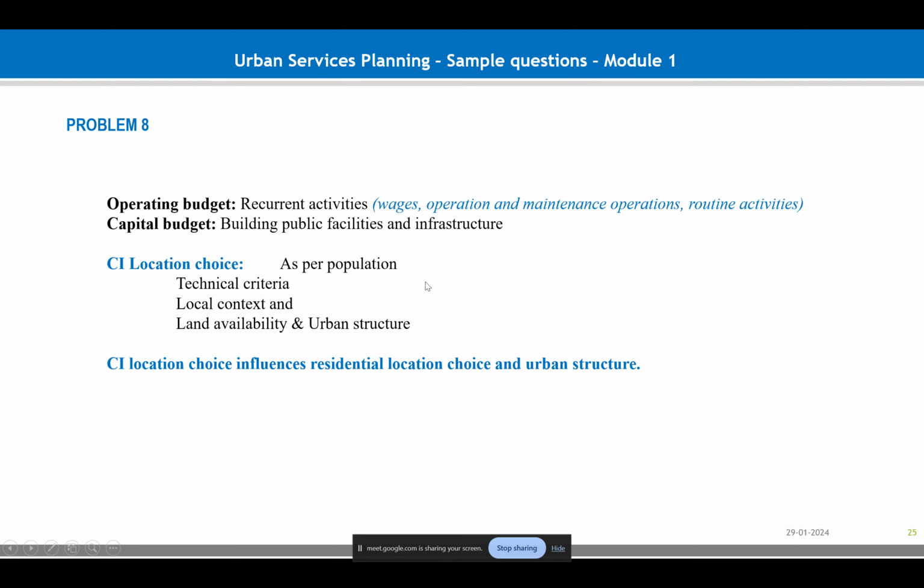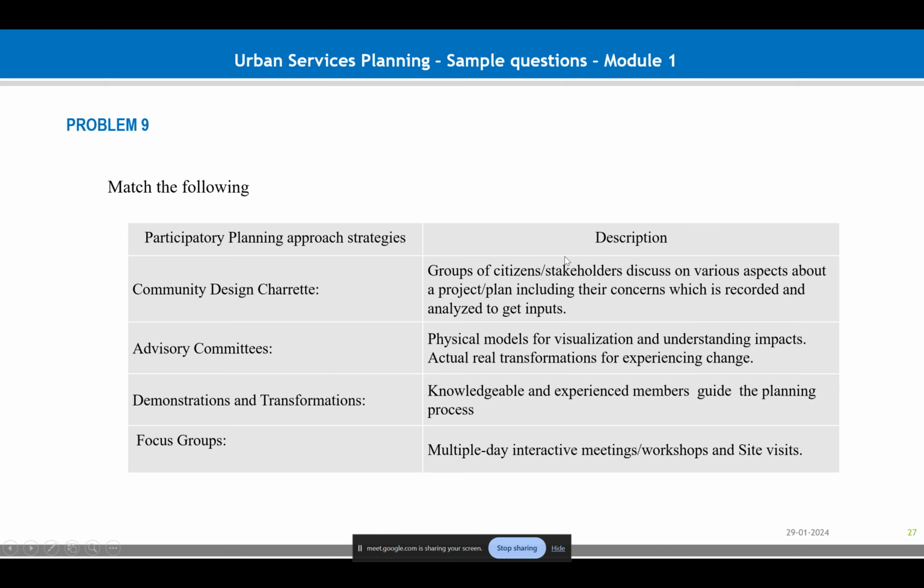Right. So any doubts in this question? No. Let's go to the next question. Match the following participatory planning approaches and their description. So we have community design charter. Okay, let's see everything. Then advisory committees, demonstrations and transformations, focus groups.